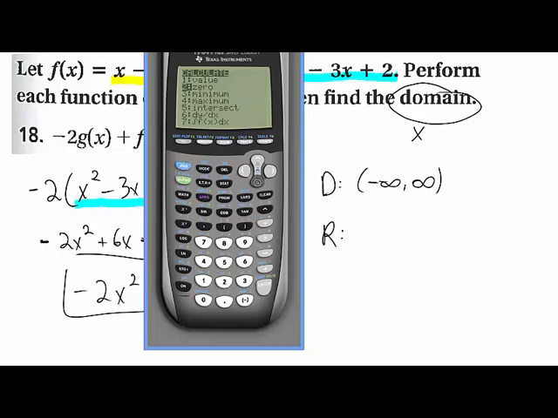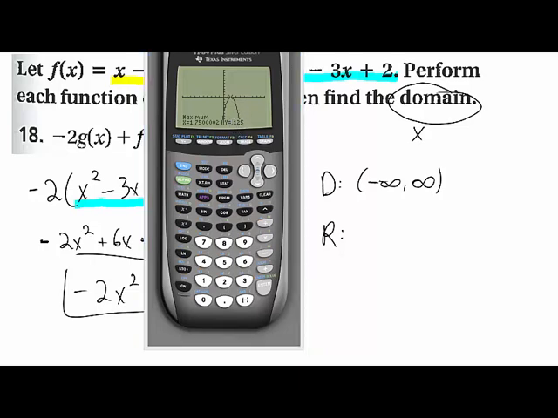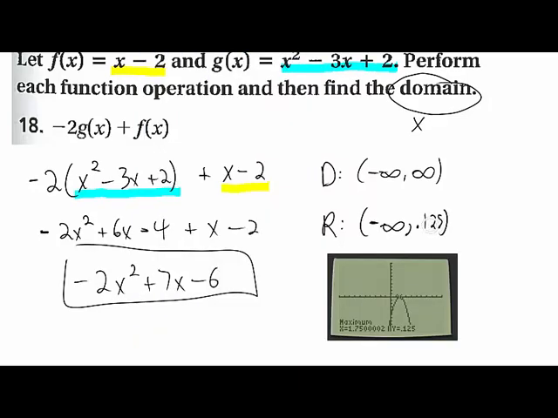So using second calc max, I'm going to left bound and then right bound that value. And so you get a maximum value, it seems to be at 0.125. That's the highest y value we seem to get. So your range is from -infinity to 0.125, or you could say it this way. If you want to say your domain and range a different way, you could say your domain is all reals. And then for here, you could say the range is all the y values less than or equal to 0.125.